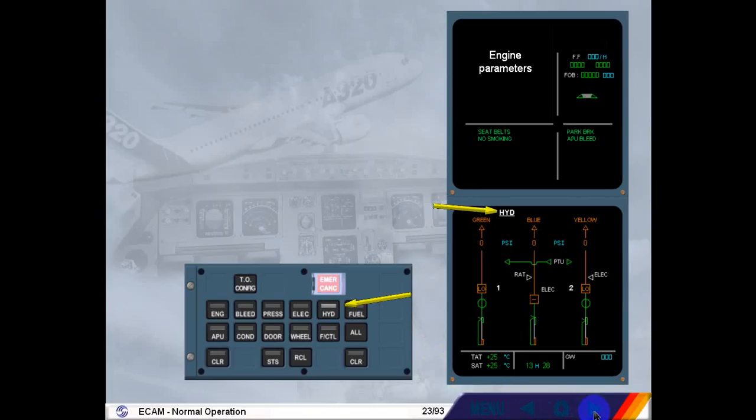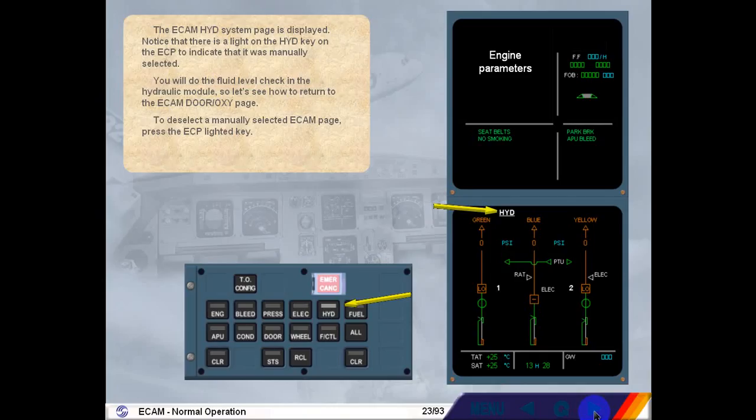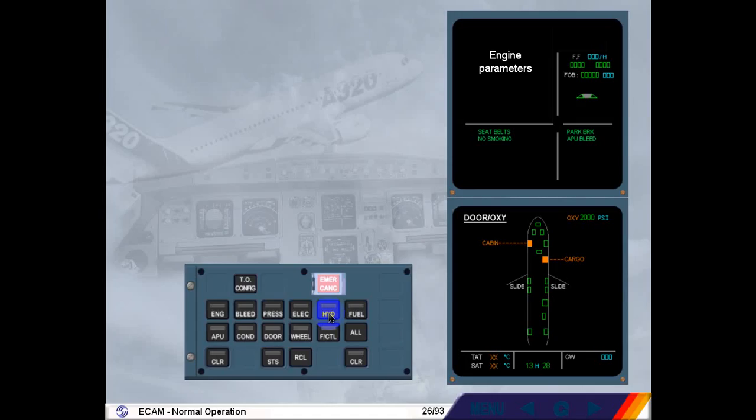So let's see how to return to the ECAM door oxygen page. To deselect a manually selected ECAM page, press the ECP lighted key. Press the hydraulic key on the ECP. The ECAM door oxygen page is displayed, and there are no lights on the ECP. Remember the lights out philosophy.